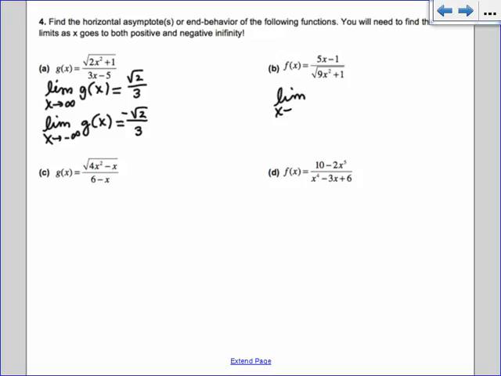So how about this next one? So limit as x goes to infinity of f of x. What do we think the limit as x goes to infinity will be? 5 over 3. What do we think the other one's going to be? Negative 5 over 3. Because if you're plugging in a big negative, that numerator is going to be negative. The denominator is still positive.